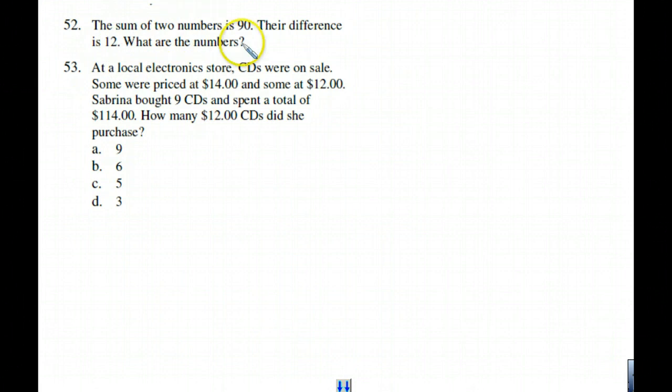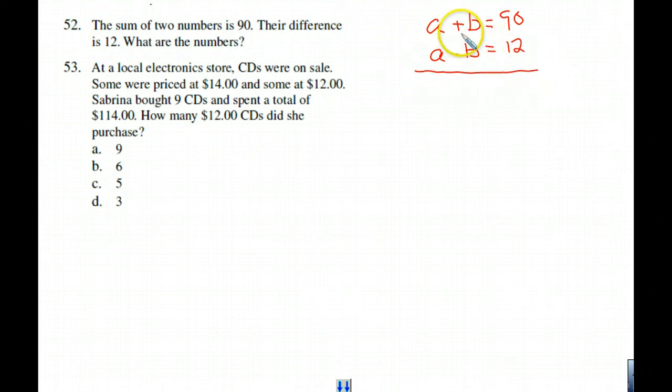52, sum of two numbers is 90. All right, so we know, let's say a plus b is 90. The difference, or subtraction, is 12. So if we take the same two numbers and subtract them, it equals 12. This is a perfect setup for the elimination method, since we have a plus b and a minus b here that cancel out when we add. So a plus a, or 1a plus 1a, is 2a. 90 plus 12 is 102. That means a equals 51.